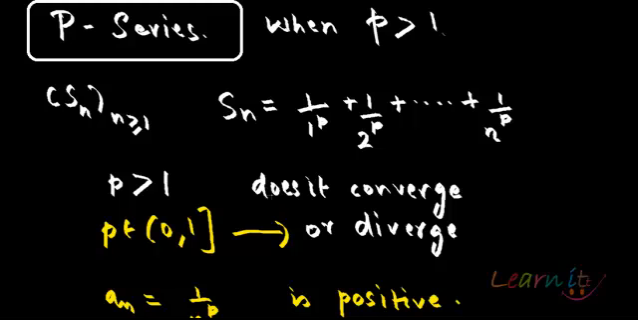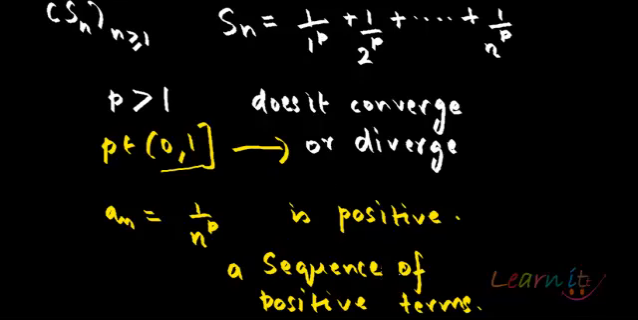So, you have a series Sn, where Sn is the sum of n terms like 1 upon 1 to the power P plus 1 upon 2 to the power P plus and so on and so forth till 1 upon n to the power P. Now, does it converge or does it diverge as P is greater than 1? When P is in the interval 0 to 1, it diverges.